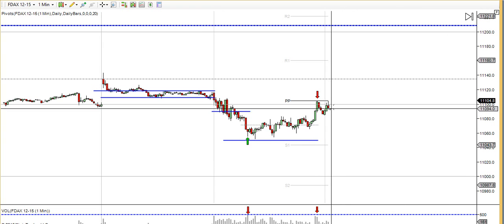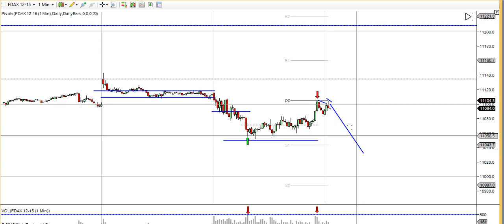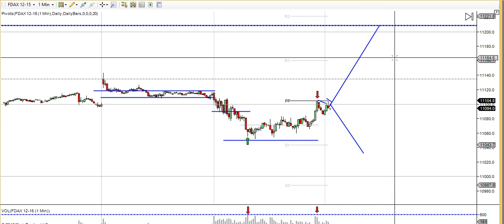Okay, so we had a retest of the pivot point. Let's see now if price continues to hold below the 100 or if it just breaks up to the upside.